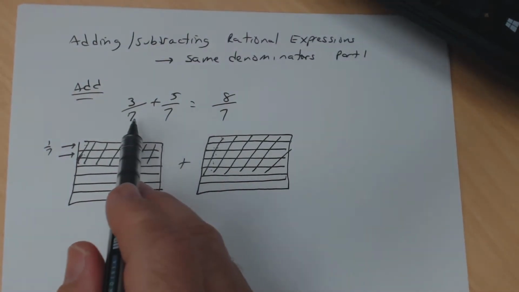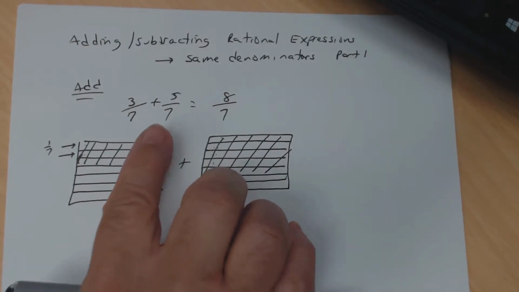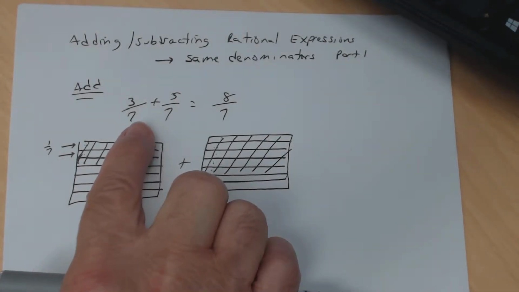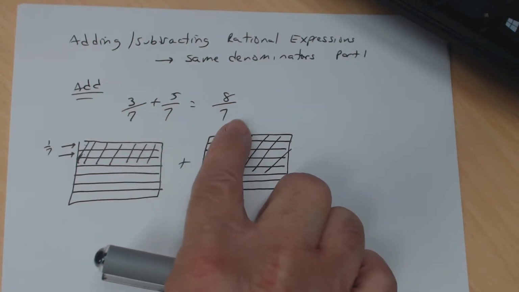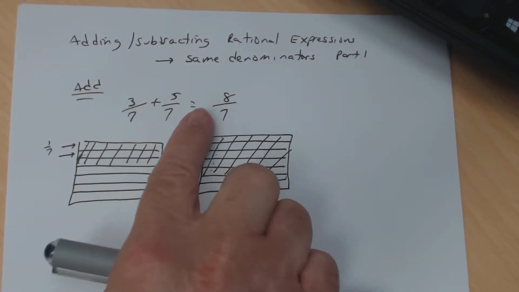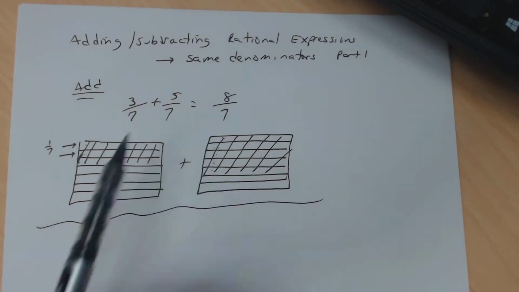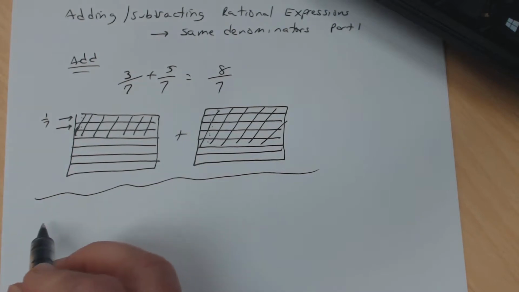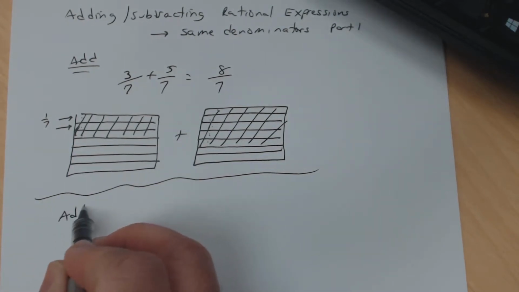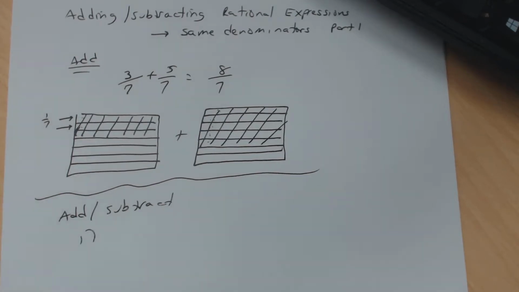So just remember, when adding fractions, if you can visualize this, it helps. You leave the denominator as that denominator. Don't add them up. You only add the numerators. So 5 plus 3 is 8. Now when we're talking about rational expressions, we're going to use the same idea. Let's look at this example. We're going to either add or subtract, whatever the operation is.